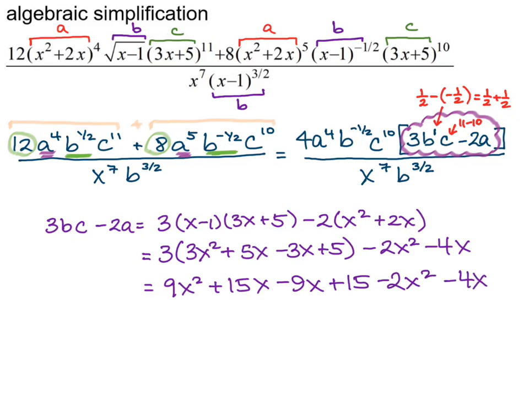So I'm going to use a little bit of color coding to mark my like terms. There are my squared terms, and then that's an x term, and that's an x term, and that's an x term. When I put all of that together, I'm going to get 7x squared plus 2x plus 15. And I'm quite sure that does not factor.